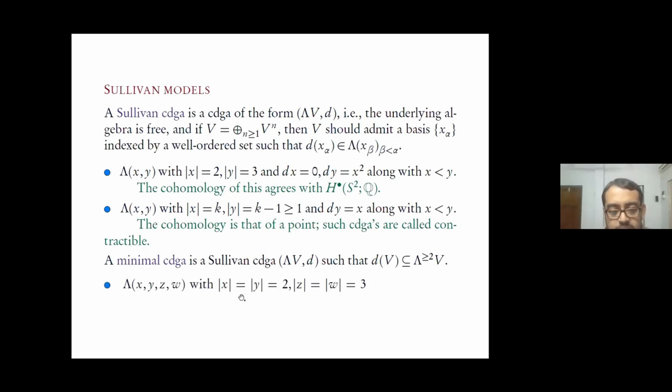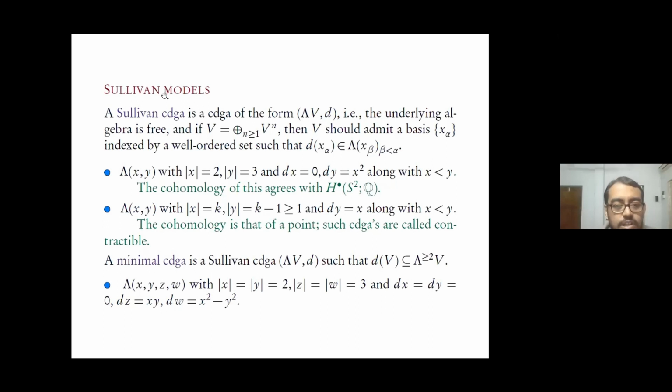So here is an example. You can take the wedge of x, y, z, w. x and y are both of degree 2. z and w are both of degree 3. And you say that dx, dy are both 0. dz is x times y, so dz actually lands in the wedge 2 of V. And dw is x squared minus y squared. This is also x wedge x minus y wedge y. So this dw also lands in the wedge 2 of V. So this is a minimal CDGA. Okay, so these are pretty straightforward examples.